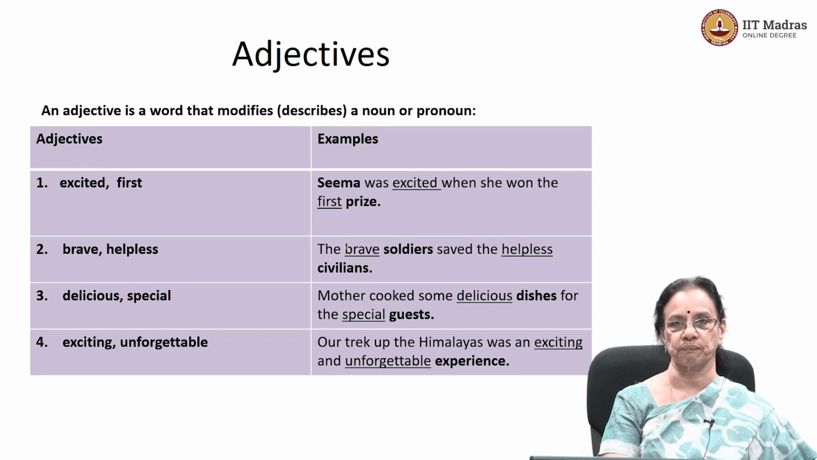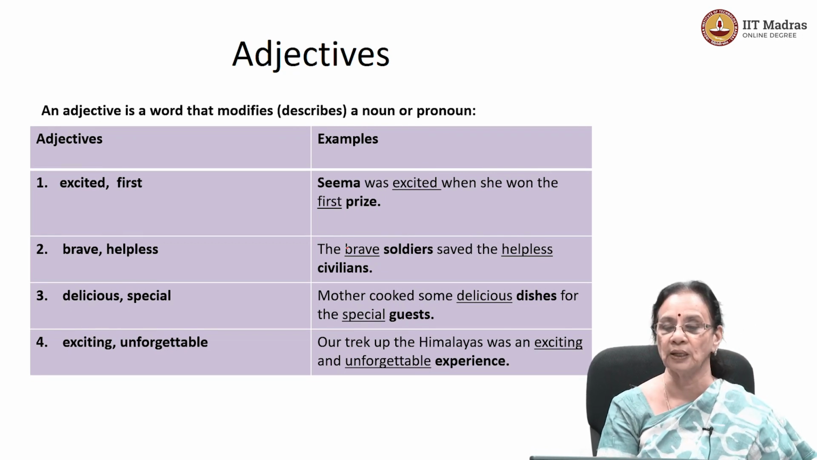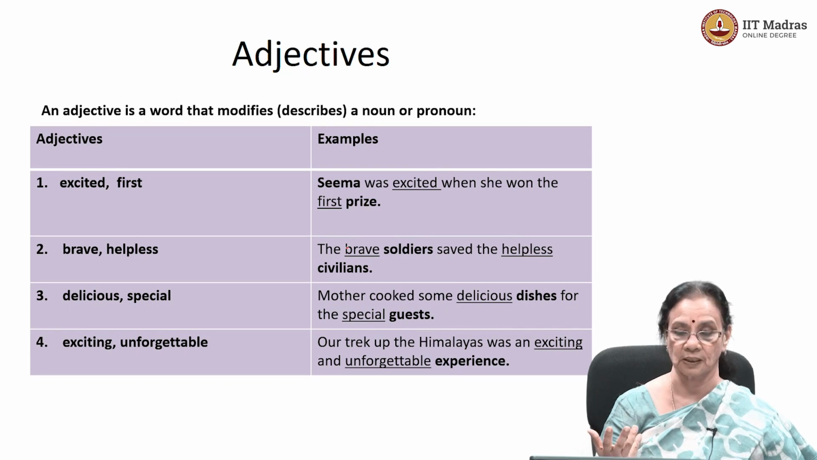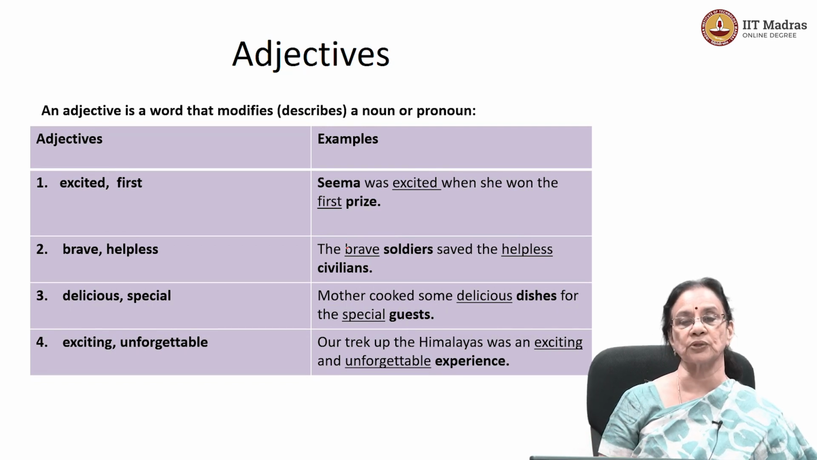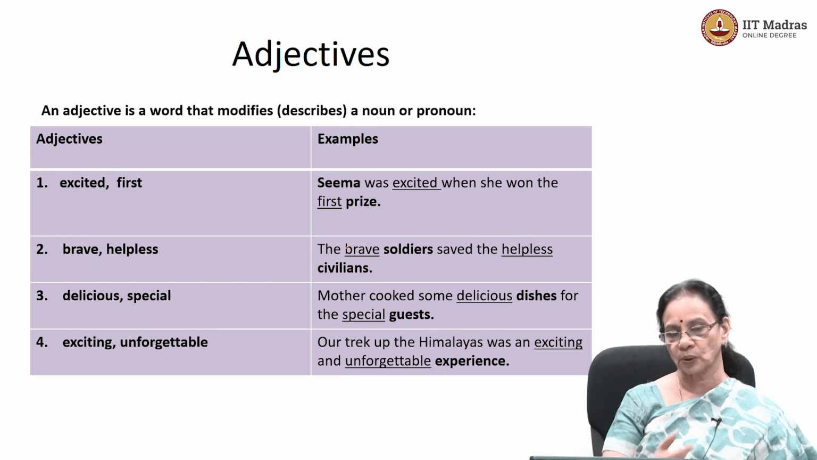the sentence. It tells us how Seema felt when she won it. How did she feel? She was excited. And what prize did she win? She won the first prize. That is the power of adjectives. Let us look at the next example.